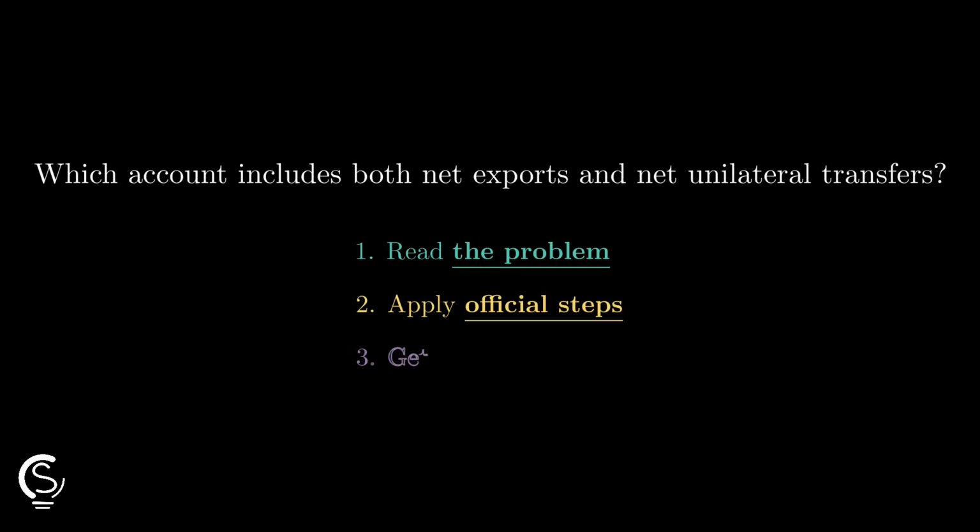I got your back. International finance can be tricky, but we will find which account tracks net exports and unilateral transfers together in just a few quick steps.